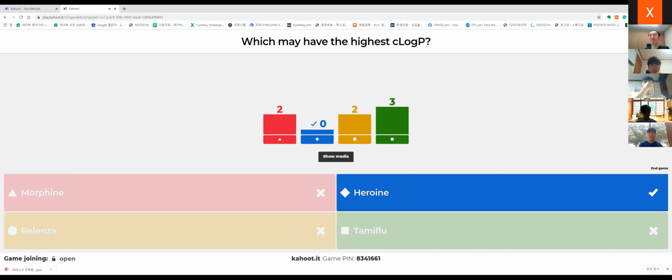Okay. Perfectly wrong answer. Hey guys, do you remember the morphine and heroin? What is the difference? Which one is a stronger drug, morphine or heroin? Heroin, because? Say again? Hydrophobic residue. Less hydrophilic. Which one is less hydrophilic? Heroin. How do they make heroin less hydrophilic?